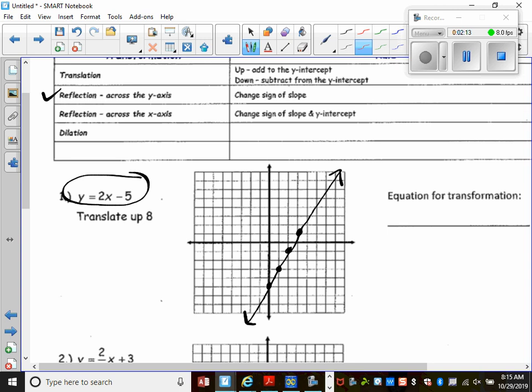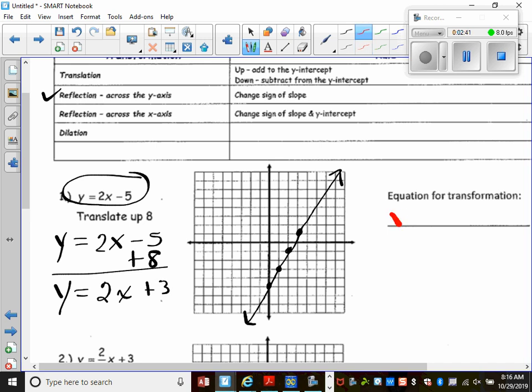And then what it's asking you here is to translate this up 8 units. So all you're going to do is take your original equation and you're going to add 8 to the y-intercept, because when you're sliding the line, you're only being affected by the y-intercept. So this will take us to 2x plus 3. So now you're going to put that over here. Y equals 2x plus 3. So now I'm going to graph the transformation line.